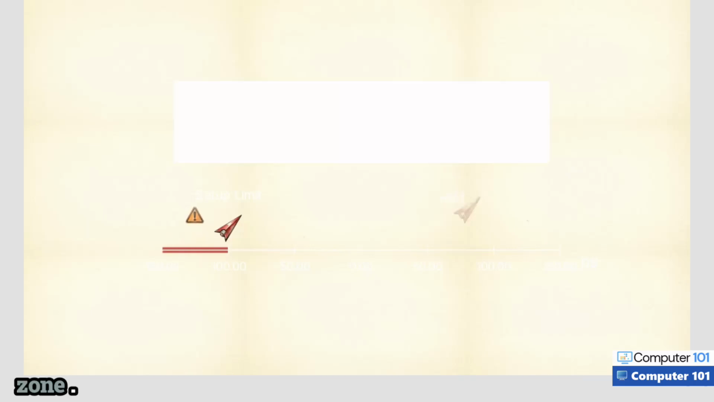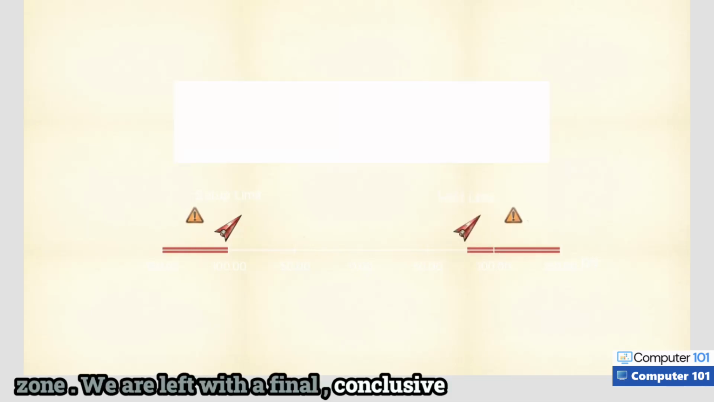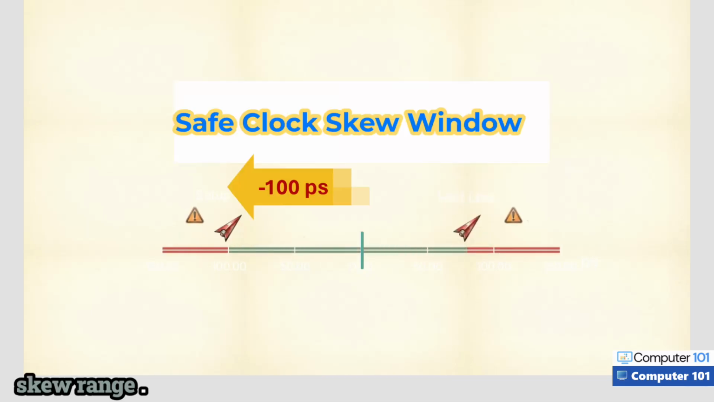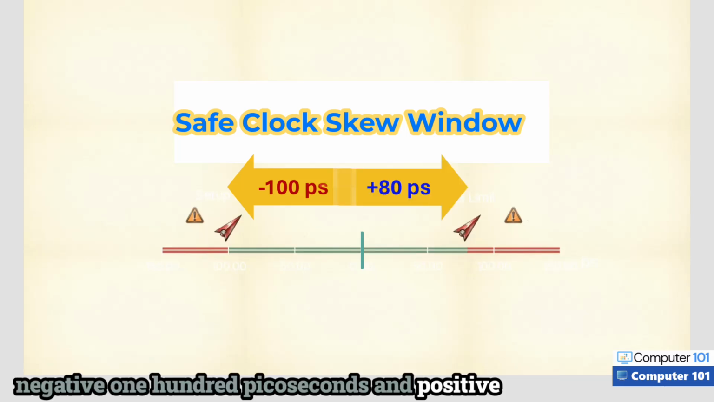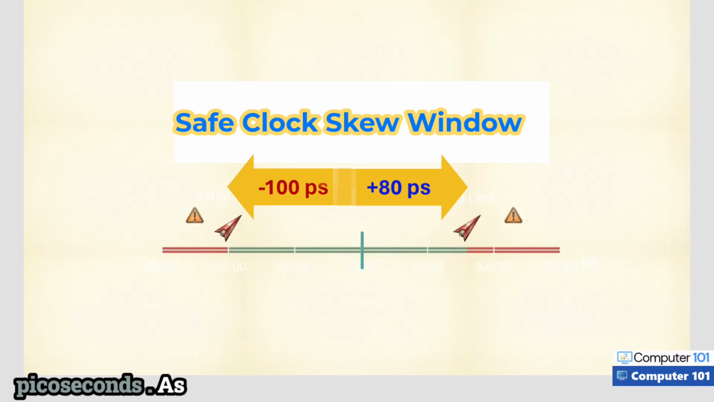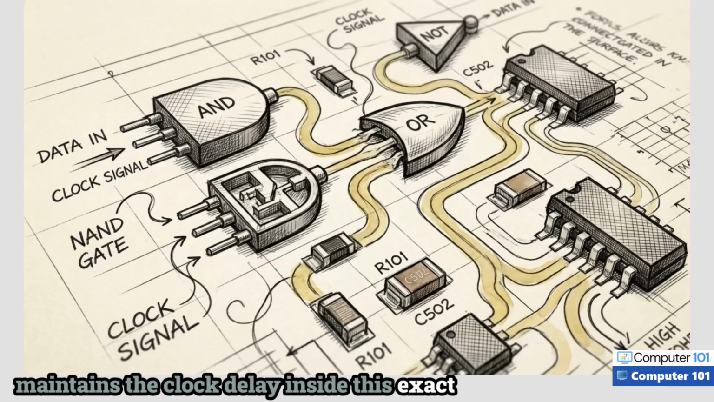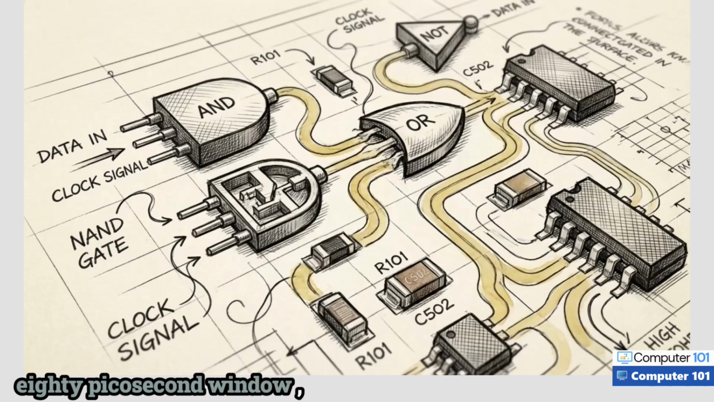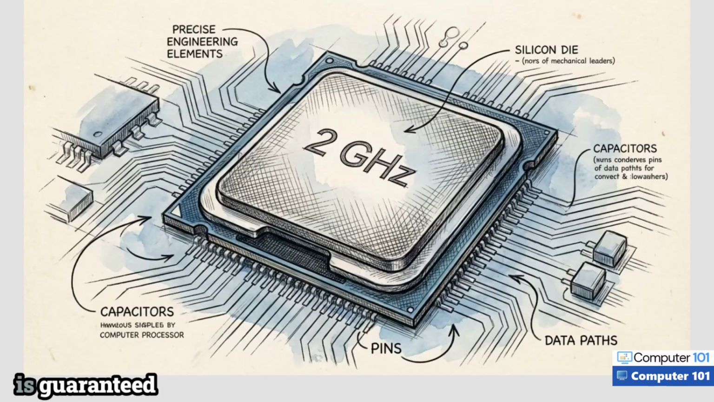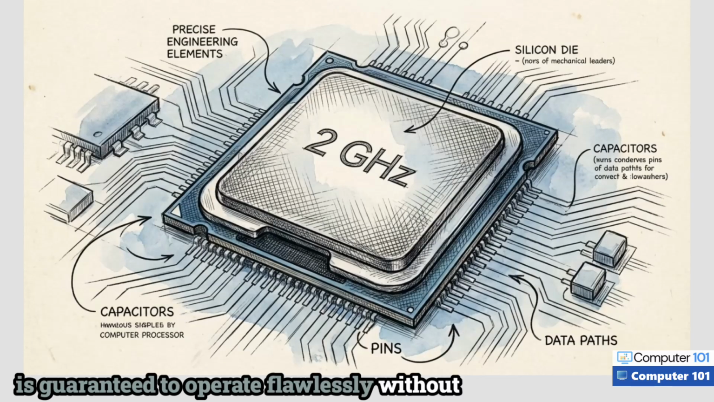Placing both of these mathematically derived limits onto a single timeline visually maps out our safe zone. We are left with a final, conclusive, valid clock skew range. The skew must fall anywhere between negative 100 picoseconds and positive 80 picoseconds. As long as the physical circuit wiring maintains the clock delay inside this exact 180 picosecond window, the 2 GHz processor is guaranteed to operate flawlessly without timing errors.